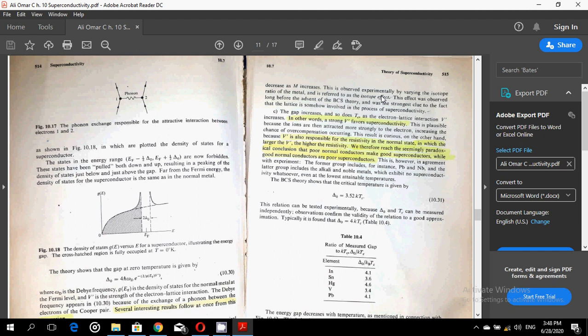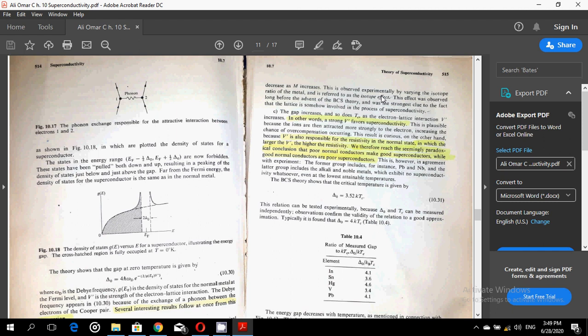Far from the Fermi energy, the density of states for the superelectrons is the same as in the normal matter. Now, the BCS theory gives us the value of this energy gap at zero temperature by equation 10.30 here. Delta naught is equal to 4 h-bar omega D e to the power minus 2 over g, the density of states at the Fermi level, into the voltage.